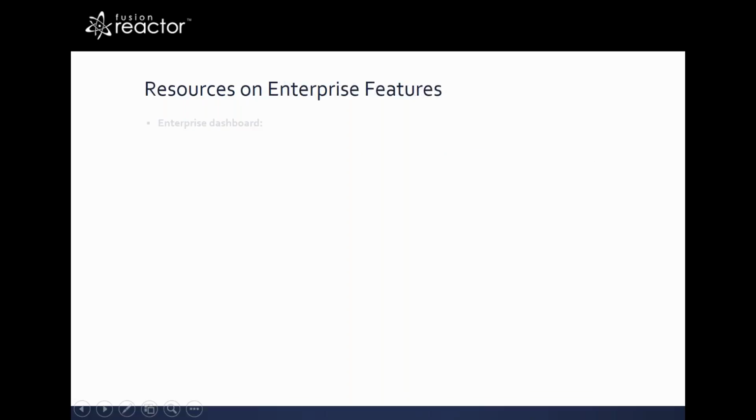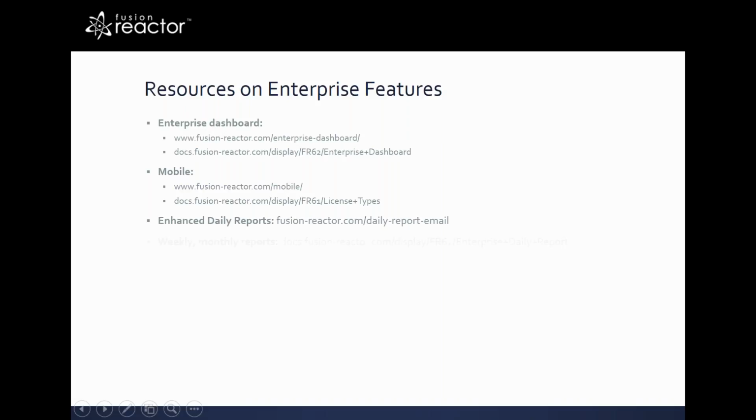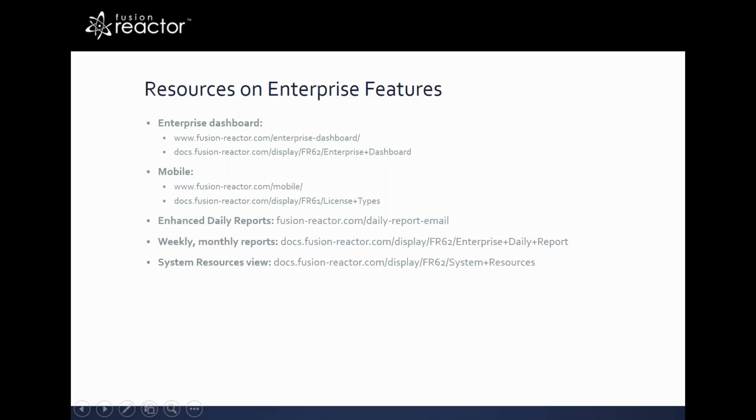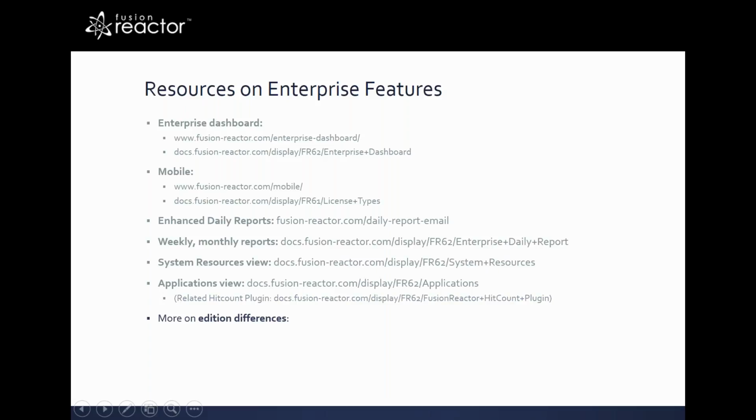Now, I wanted to say, remember those earlier resources about enterprise features? If you're skipping from Standard to Ultimate, don't forget that you're not just getting those two Ultimate features, you're getting these. So here's resources for the dashboard, resources for the mobile apps, resources for the reports, resources for the system resource view, and the application view. And some of these have been talked about in other webinars. So you can definitely learn more about these things later.